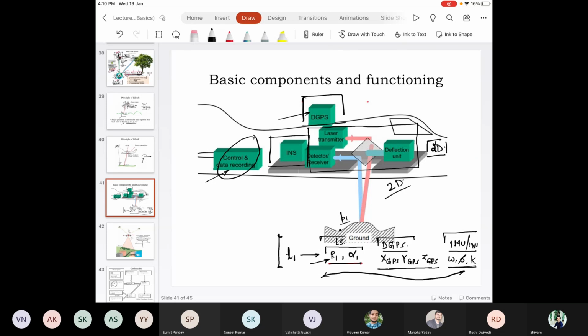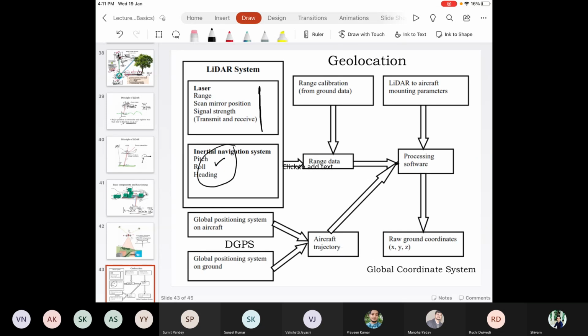That workflow you can see in this block diagram. The recording done by the laser scanner unit is the data recorded by the laser scanner unit. Then the angles are recorded by the inertial navigation system. Then DGPS records the aircraft trajectory, and this trajectory is combined. This information is also there, and the laser scanner gives us the range data.